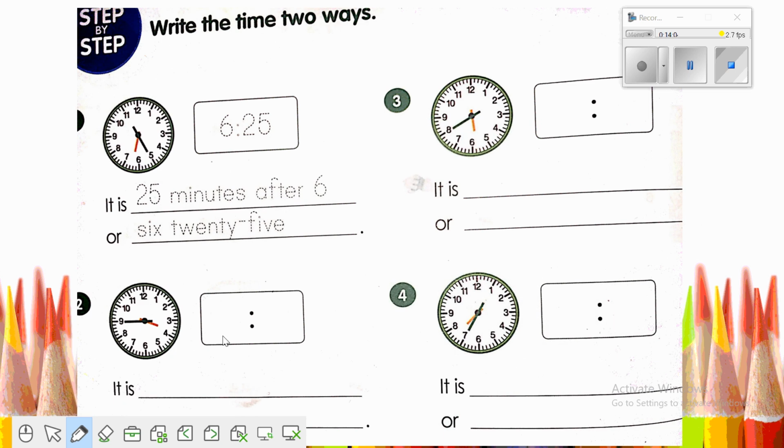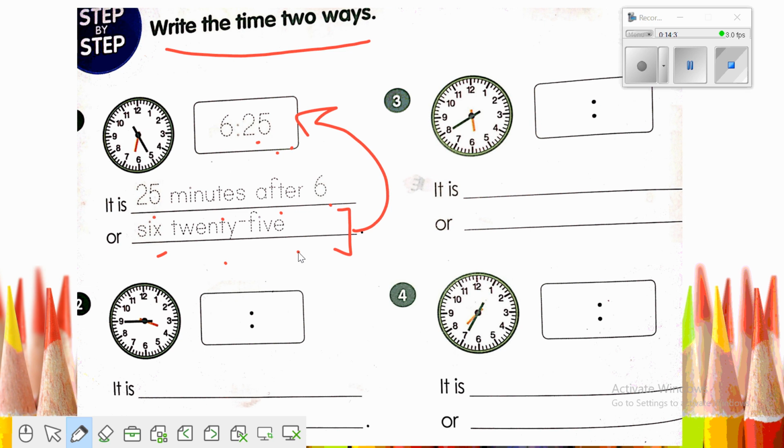Here it is. So they did the first one for us. It says write the time in 2 ways. I have to write it here in the digital clock, and here I said 25 minutes after 6, or 6:25. So this way and this way are the same, but here it is with digits and here it is with words. Okay, now let's do number 2.